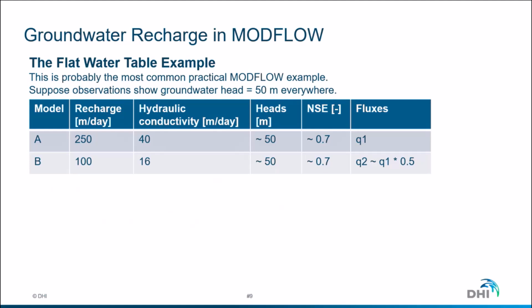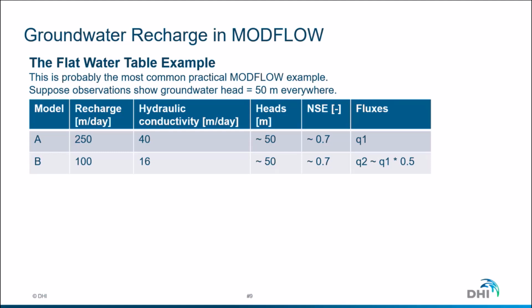So a very good example is one of the most common training examples for MODFLOW, which is called the flat water table example. Suppose observations show groundwater heads of 50 meters everywhere, but you have two models. Model A has a recharge of 250 meters per day and a higher hydraulic conductivity of 40 meters per day. Model B has a lower recharge, around 100 meters per day, and a lower hydraulic conductivity. They both will produce roughly 50 meters everywhere.